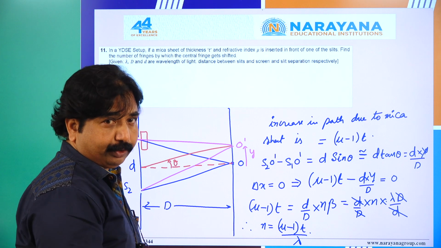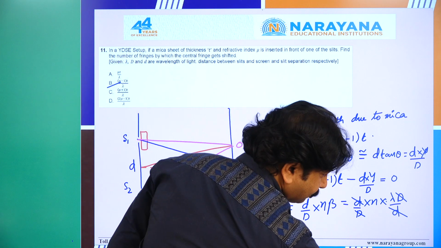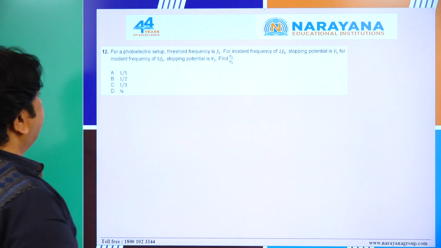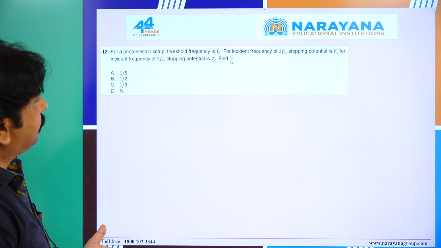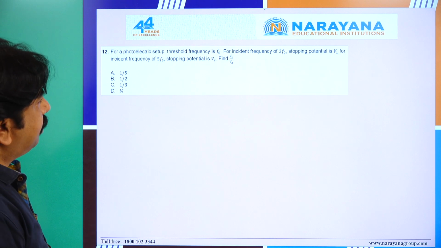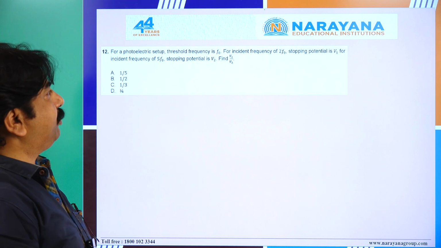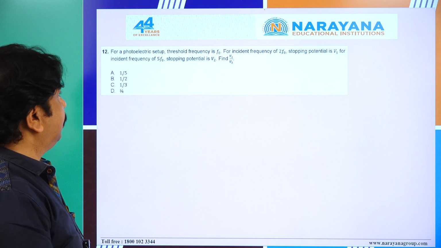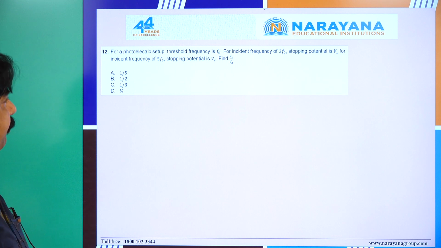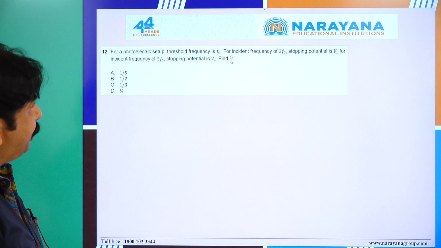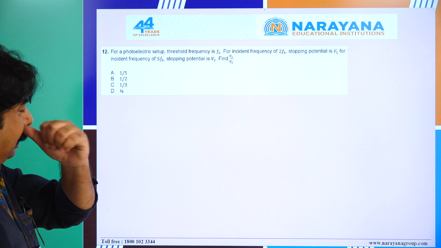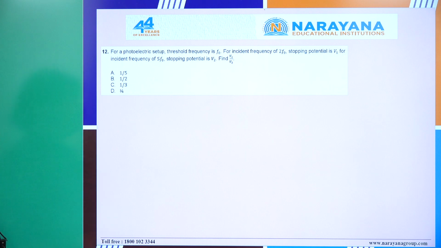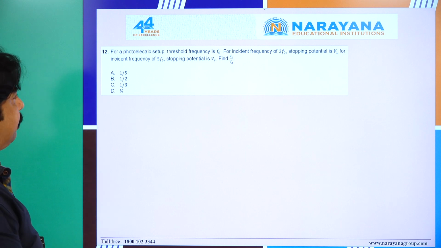Next, we are going to the next question. For a photoelectric setup, the threshold frequency is F0. For incident frequency of 2F0, the stopping potential is V1. For incident frequency of 5F0, the stopping potential is V2. Find V1 and V2. So we require the relation between the stopping potential and incident frequency.